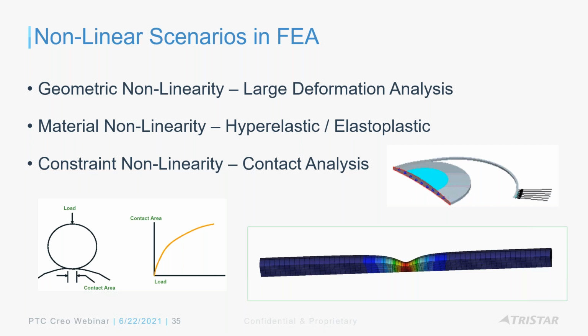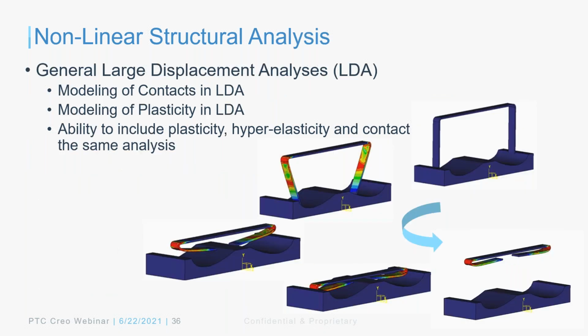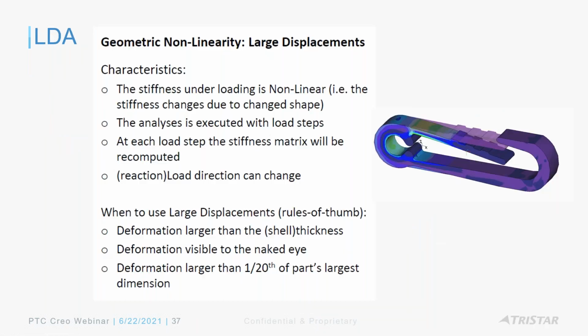And also contact analysis, right? When you have two parts in contact, depending on the stiffness of the two parts and the load, your contact area will change non-linearly. It will vary based on the load, and that would be a non-linear analysis. So this is an example where I have large deformation and I have contact. At the same time, I have plasticity, wherein the material is yielding, going beyond yield, so there's permanent deformation. So all of this could be done in one go inside of Advanced Creo Simulate, right?